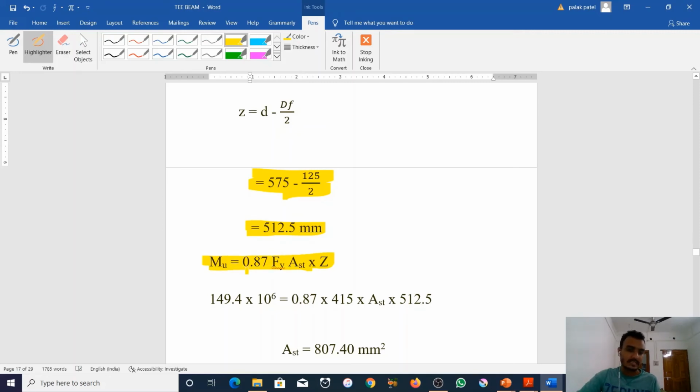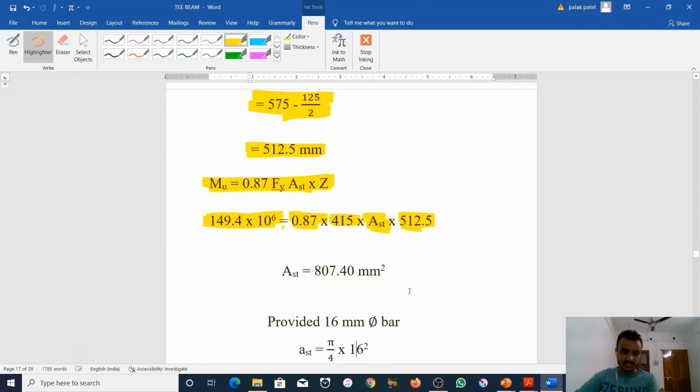Then Mu equals 0.87 Fy Ast into z. By this equation you can find out Ast. Mu is 149.4 into 10 raised to 6, which we found. 0.87 is given, Fy is 415, Ast we have to find, and z is equal to 512.5.